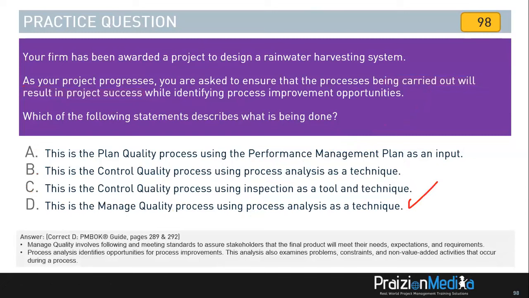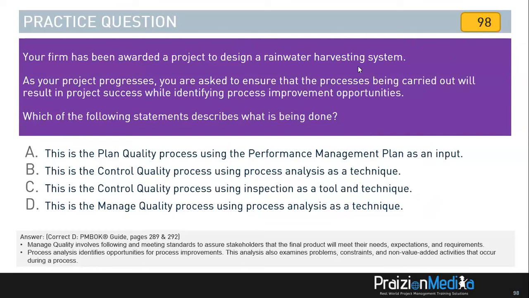Manage quality involves following and meeting standards to ensure stakeholders that the product will meet their needs, expectations, and requirements. Process analysis identifies opportunities for process improvement. This analysis also examines problems, constraints, and non-value added activities that occur during a process.